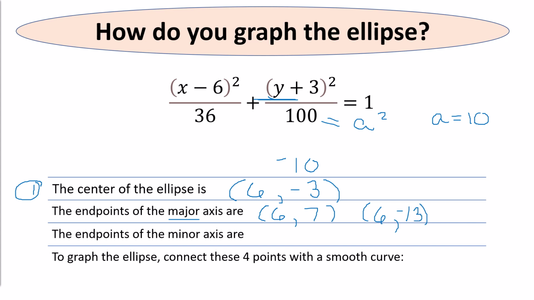Now we're going to look at A. That's the smaller number. Oh, I'm sorry, B. B is the smaller number. So B squared is equal to 36 and B is equal to 6. So we're going to add or subtract 6 to the x coordinate to get the endpoints on the minor axis. So 6, let's take away 6 first. We get 0. Leave that y coordinate alone. Now let's add 6 to 6. 6 plus 6 is 12. And leave the y coordinate alone.